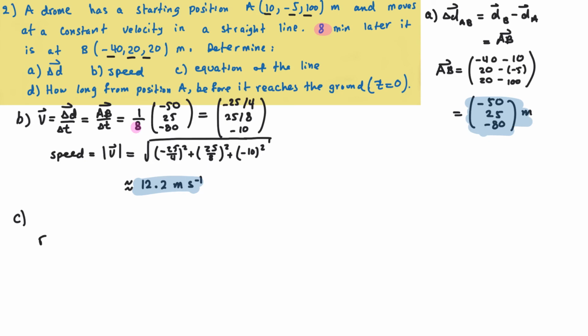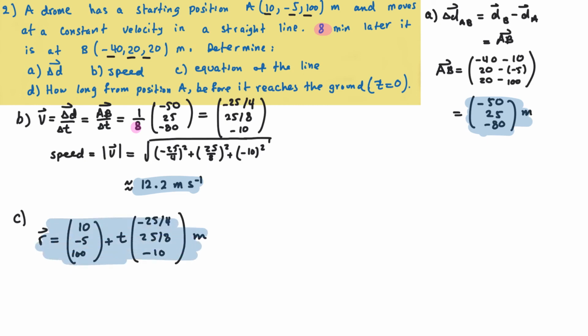So our equation in vector form is going to be our initial position vector, which is 10, negative 5, and 100, plus our t, the time it takes, multiplied by our velocity. And we've calculated our velocity right here, so that's what I'm going to use: negative 25 over 4, 25 over 8, and negative 10. And the unit for this is in meters.